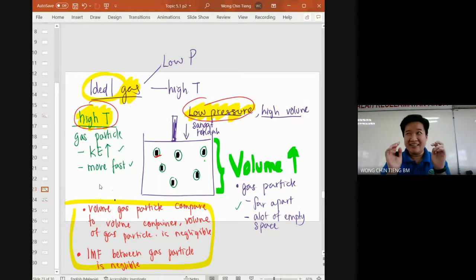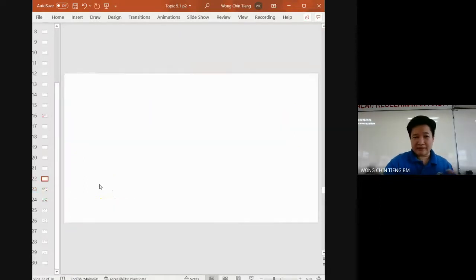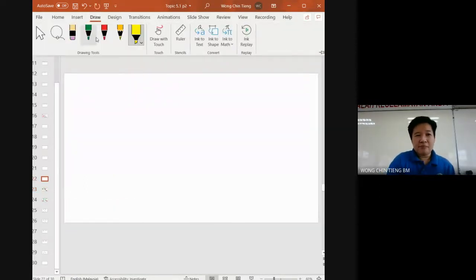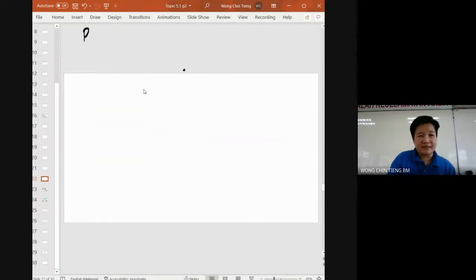Where we are? Ideal gas. So, we have some rules for the ideal gas. Okay? And the rules adalah high temperature, low pressure. Dan dua keadaan ini akan menyebabkan gas kamu behave like this. Okay? Done? Agree? Itu je. Next. Dalam real gas, what happen if I have real gas?